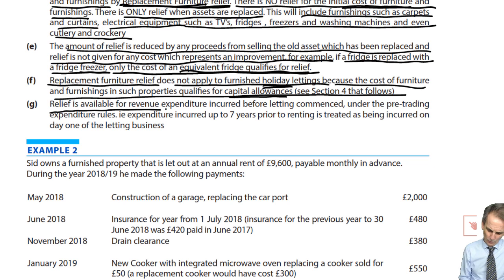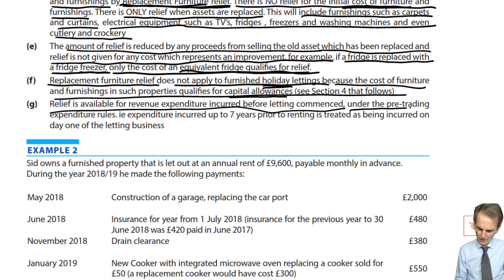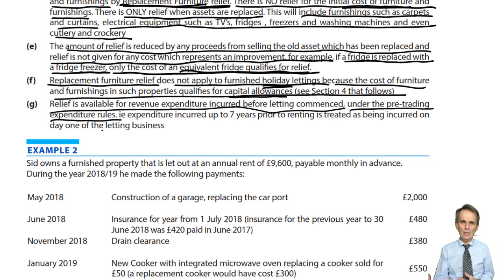Relief is available for revenue expenditure incurred before letting commenced under what's called the pre-trading expenditure rules. Again, some of the expenses we incur may have been incurred prior to actually getting a tenant into that property. We'll incur expenses while we're trying to rent that property. We'll incur expenses between rental agreements from one to the other. It comes under the overall rule of the pre-trading expenditure rules when you start to trade.